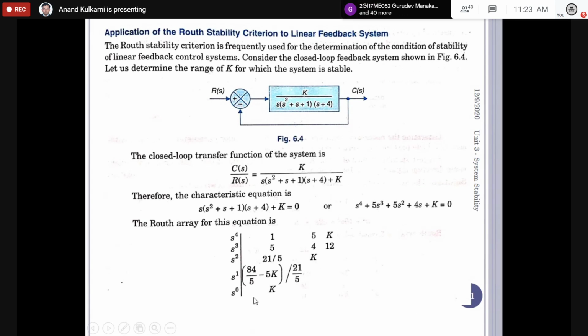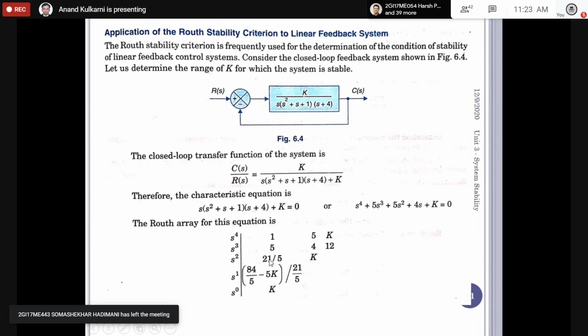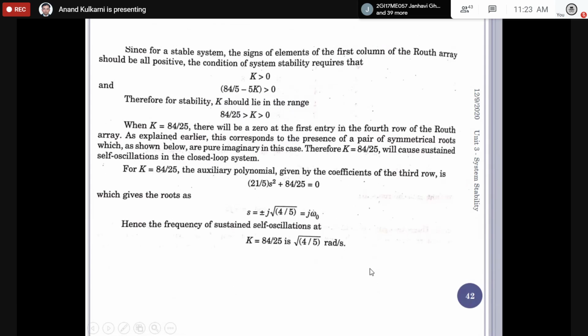Now the row preceding that is the s square row. That is 21 by 5 s square plus k is equal to 0. The value of k is 84 by 25, I have put here. Then if you solve this, s is equal to plus or minus 4 by 5 j. There are two roots on the j omega axis, and hence the system becomes limitedly stable.